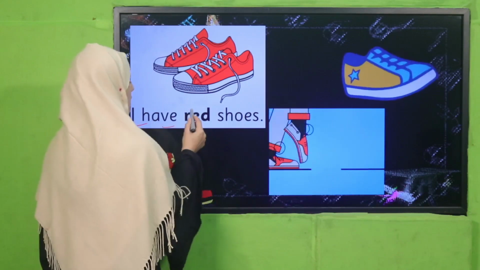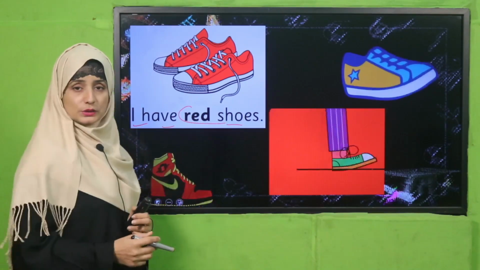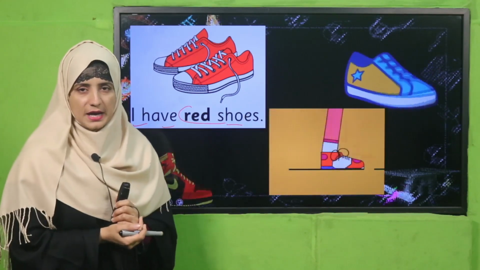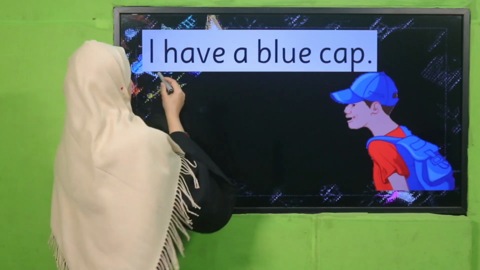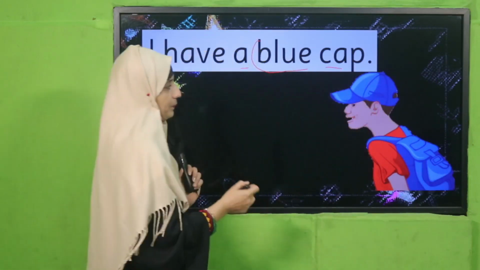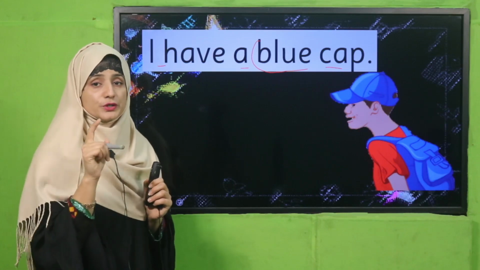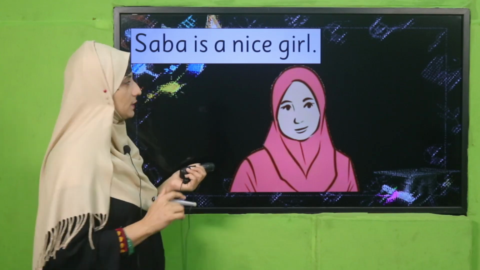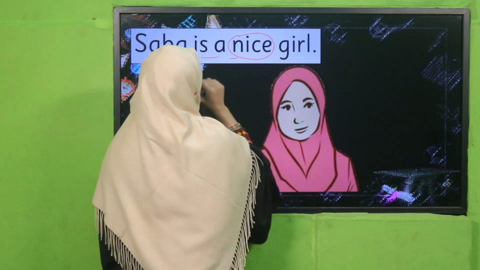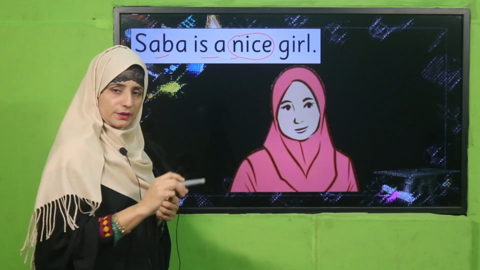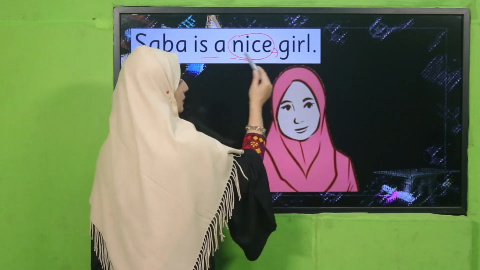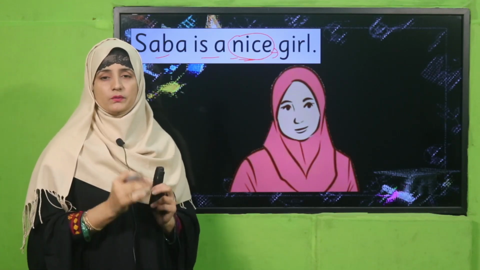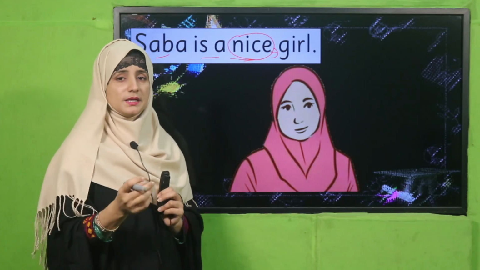Next one. I have red shoes. Wow. See dear, I have red shoes. I have a beautiful pen. Do you have? Good. Next, I have a blue cap. Okay, and which color are your shoes? Black. Good, because you are at school. Saba is a nice girl. So nice is a describing word, and this nice is describing a girl. Girl is a naming word. Have you got that? Keep in mind, my dear students, a describing word always describes a naming word.